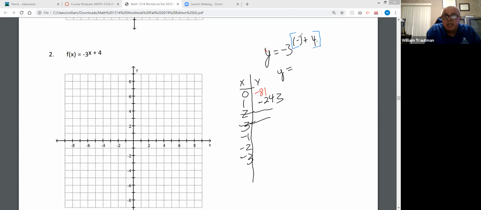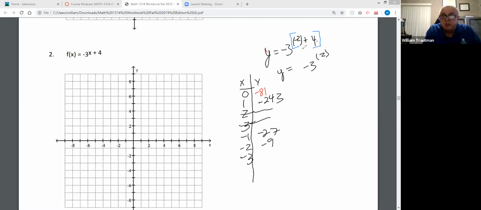If I put a -1 in here, -1 plus 4 is 3. So -3 to the 3rd power is -27. That's still too high. If I put a -2 in there, -2 plus 4 is 2. -3 to the 2nd power is -9.